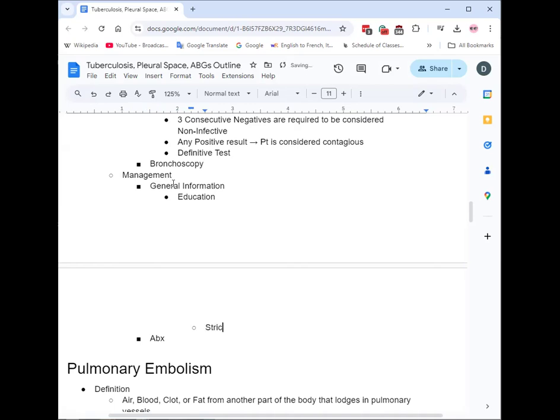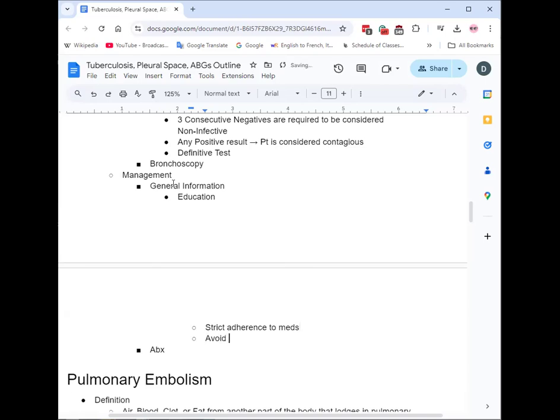Yes, so strict adherence is probably your biggest thing. And that goes with antibiotics in general, but you don't want to create super TB, like giga super TB, right? Yeah, so avoid anything that can lead to hepatotoxicity. So avoid alcohol. Watch out for signs and symptoms of hepatotoxicity, essentially. Alcohol or hepatotoxic medications, because a lot of these medications end up affecting the liver.